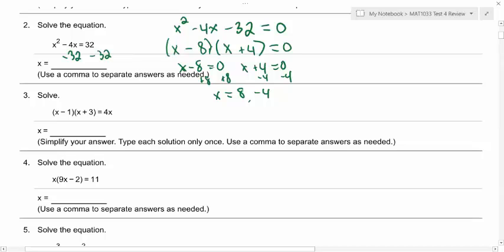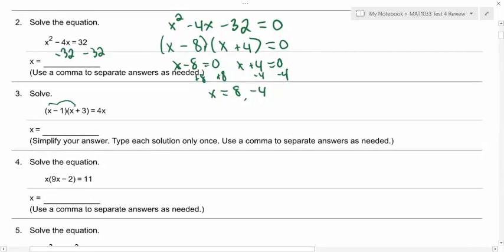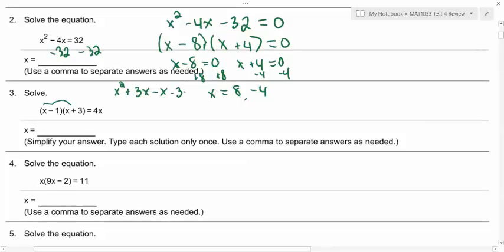Okay, good. So we're going to FOIL first. So what's x times x? It'd be x squared. And then keep going. Plus 3x. Good. Minus x. Minus 3. And then that all equals 4x on the other side.